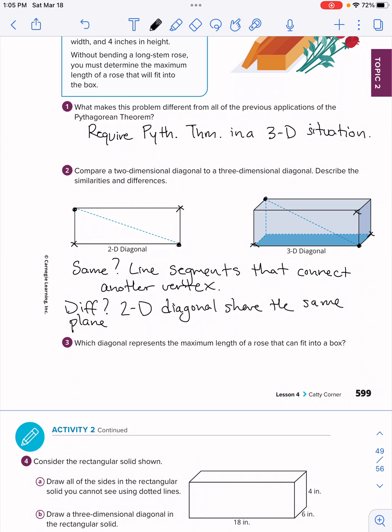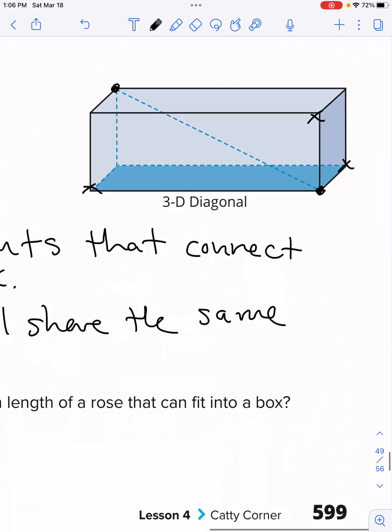What plane means, we talked about plane before in various geometric concepts, but a plane is just like a flat surface. Like here, I'm going to put in parentheses, think about your paper that you're writing on right now. That's a flat surface, that's a plane. So these are 2 points that are on the same plane. Here, these 2 points that we have highlighted, I'm going to erase these X's, they're not on the same plane. So that's something that's different between them. The 3-dimensional diagonal does not share a plane with any side. Okay.